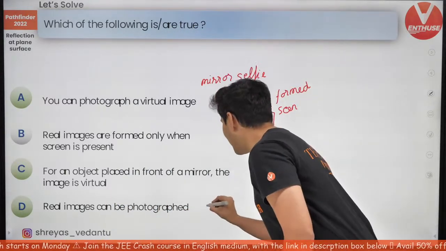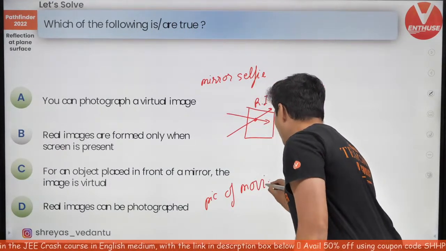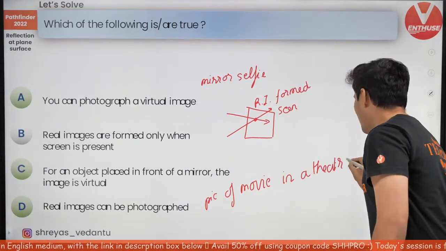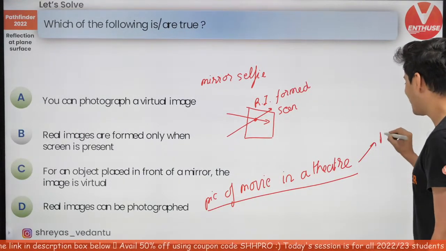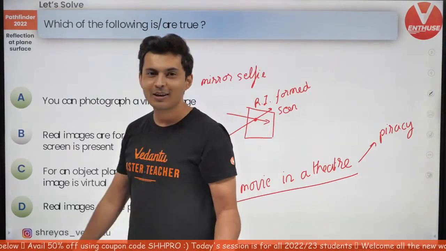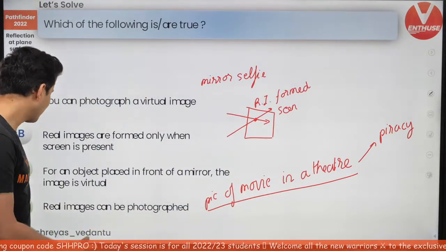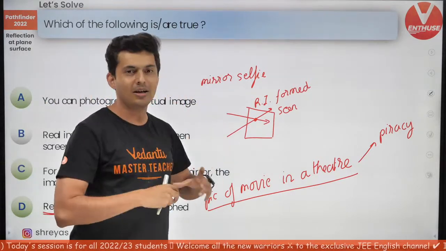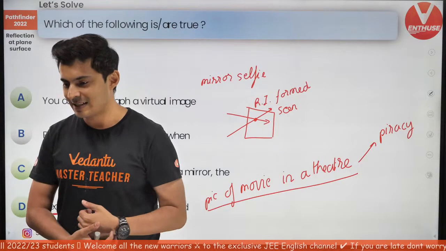Real images can be photographed. Guys, have you not taken a picture of a movie in a theater? This is piracy, by the way. If you do that, that's piracy. So you might have seen some pirated copy of a movie. What is that? The image on the screen is a real image, and if you take a video or a picture, that's piracy. That's not supposed to be done. Isn't that right? I hope this is clear.